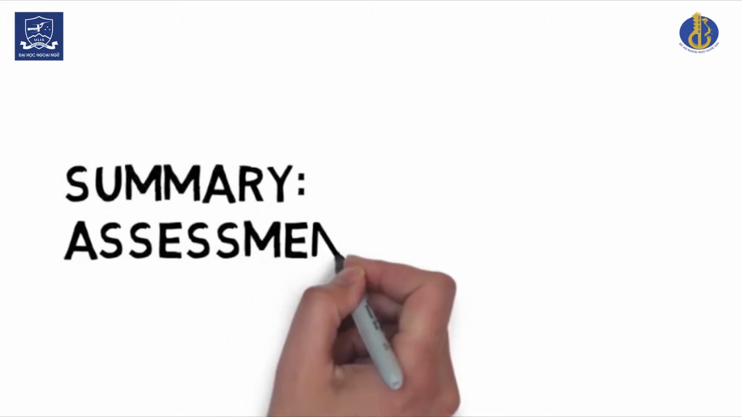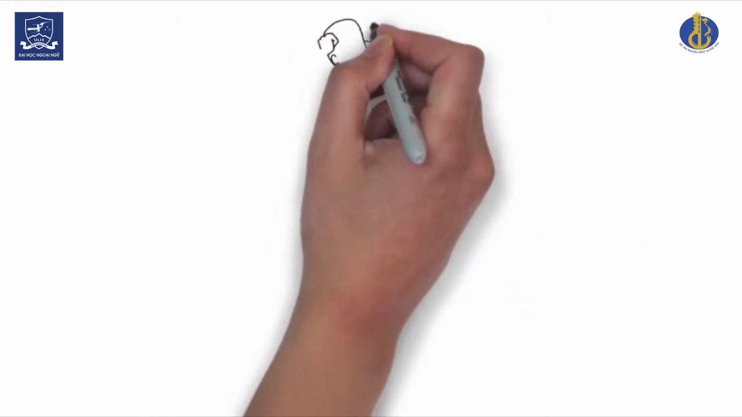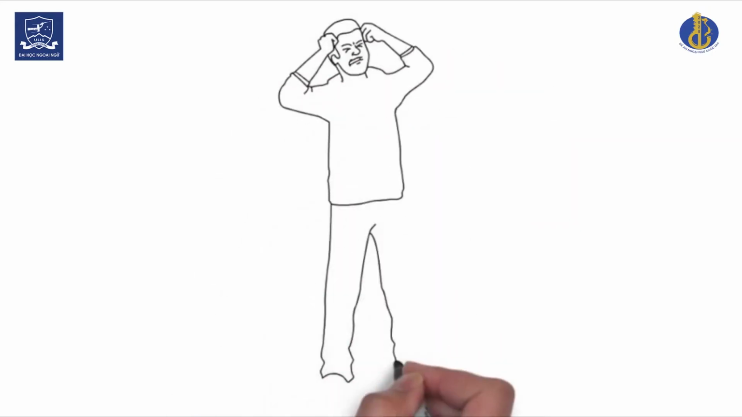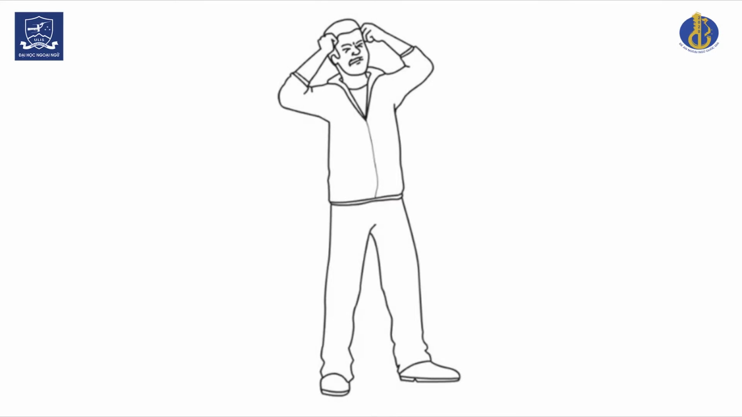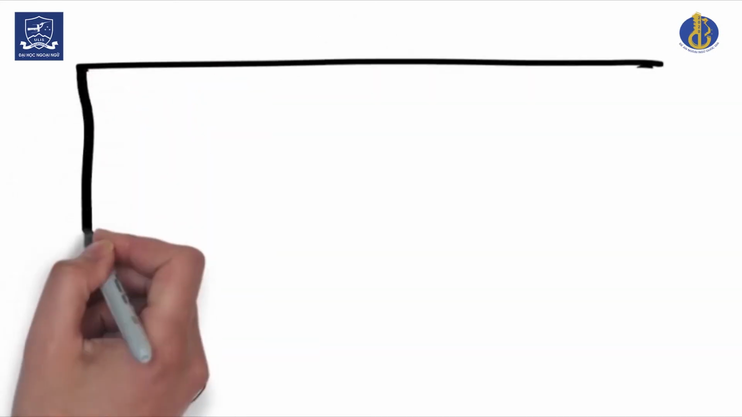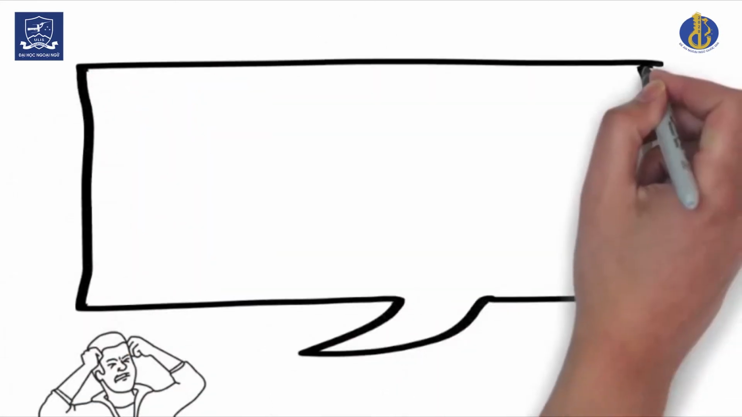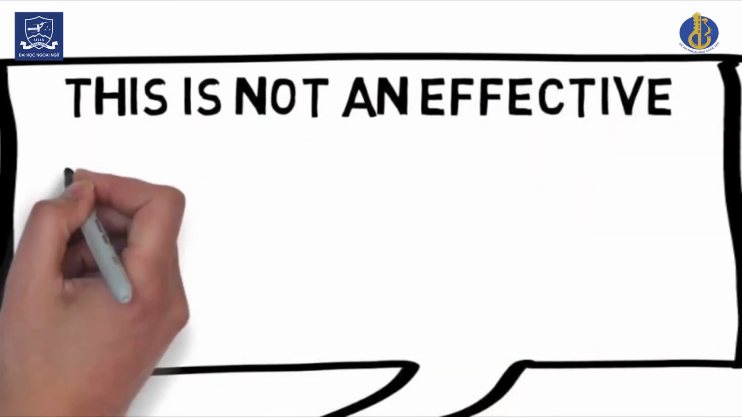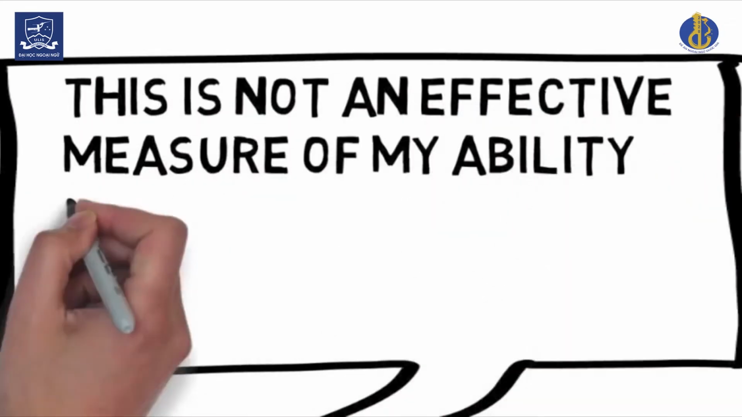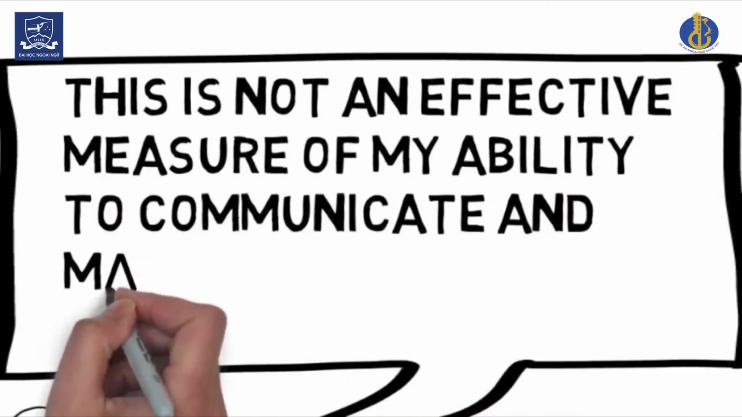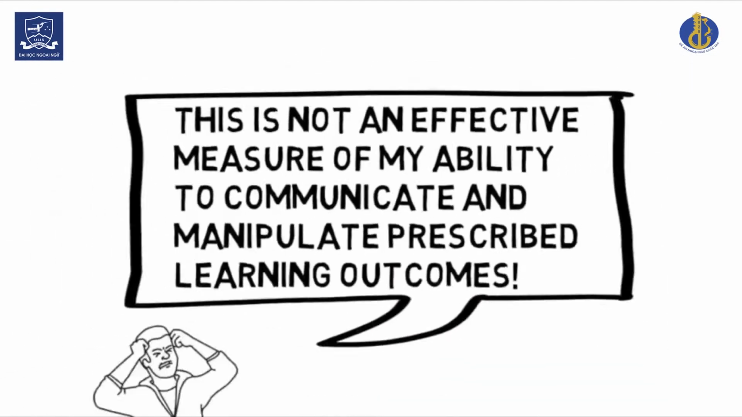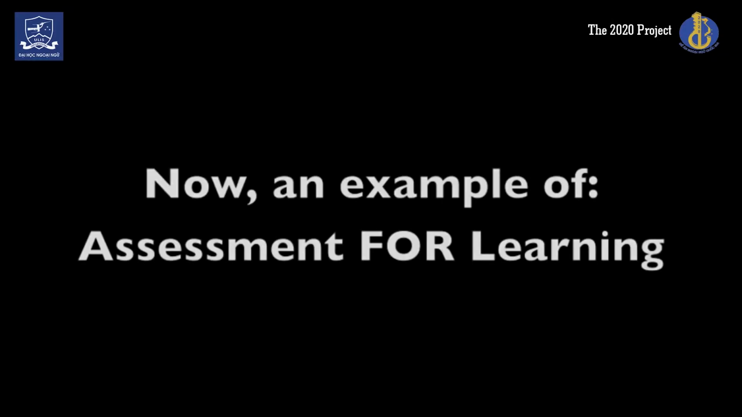As you just saw, that was assessment of learning. It's pretty typical, doing standard tasks and assessing whether or not a student achieved them, or handing out tests and grading students' scores. Assessment of learning in this way has become quite typical in many educational settings. Unfortunately, there are a lot of problems with this, as this is not an effective way to measure one's ability to communicate and manipulate prescribed learning outcomes.